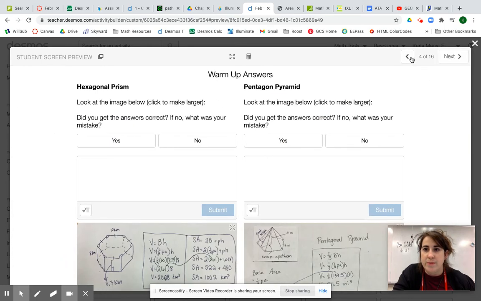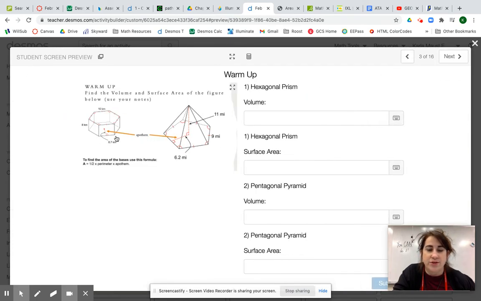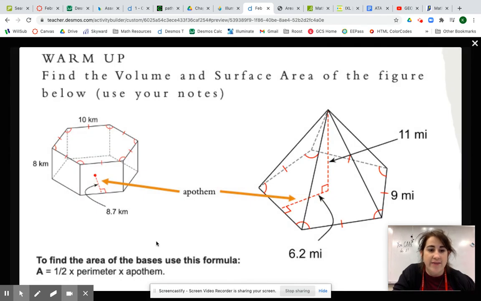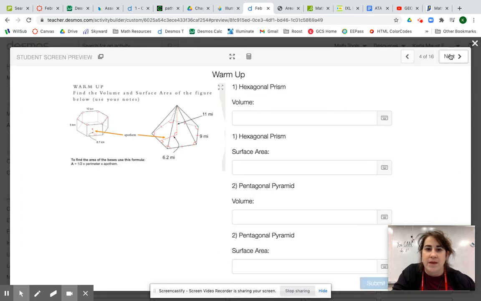So on your warm-up, I do want to point out that these are two different shapes that we haven't really practiced. However, I have given you the area of a base. So 1/2 times the perimeter times the apothem, and the apothem is kind of like the height of a regular polygon. It's just not called height, but it goes from the center to one of the sides. So that's kind of what they talk about with the apothem. I think that's how you pronounce it.